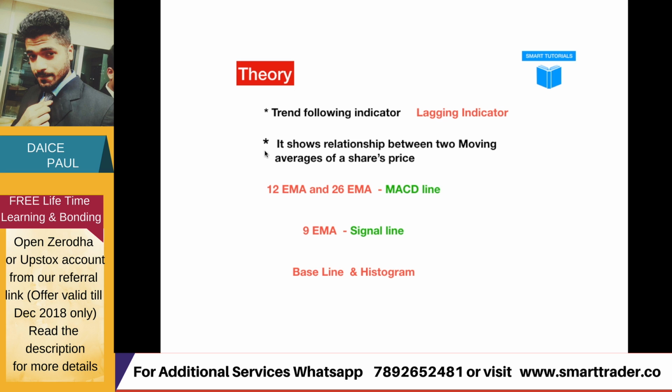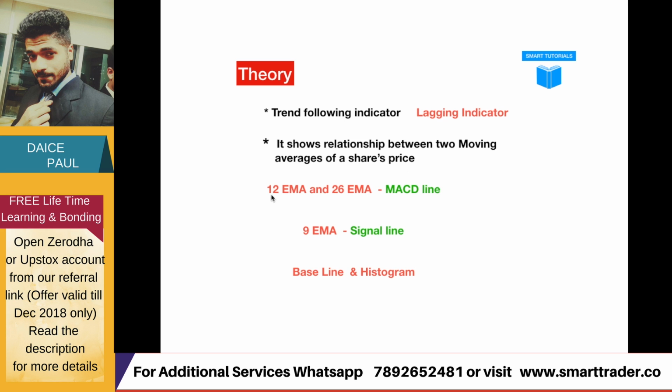This indicator uses the 12 period and 26 period EMA, which will generate the MACD line. Always remember this, I have highlighted it in green. These two will create the MACD line. We also use a 9 period EMA, that is exponential moving average, which is called the signal line in this particular indicator. So remember, this is the MACD line and this is the signal line. These two things you have to keep in mind. We also have two other factors: one is the baseline and one is the histogram.